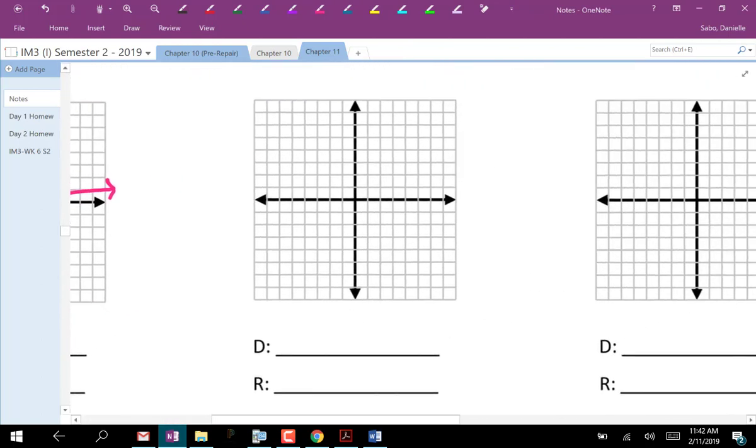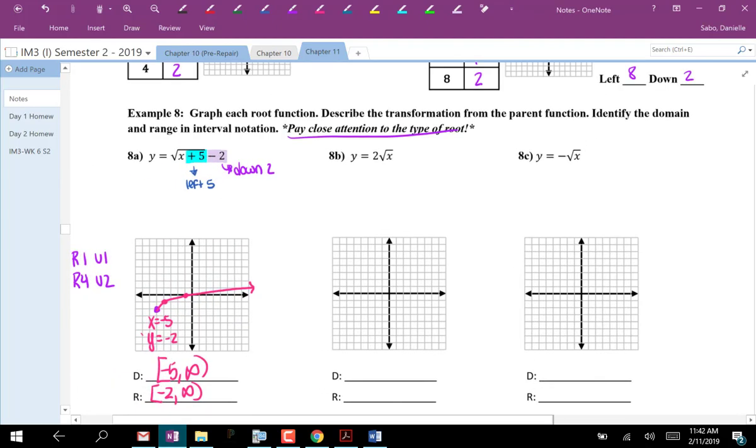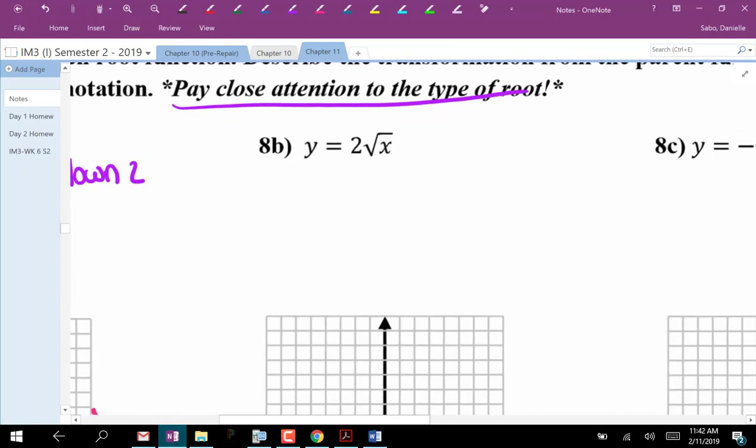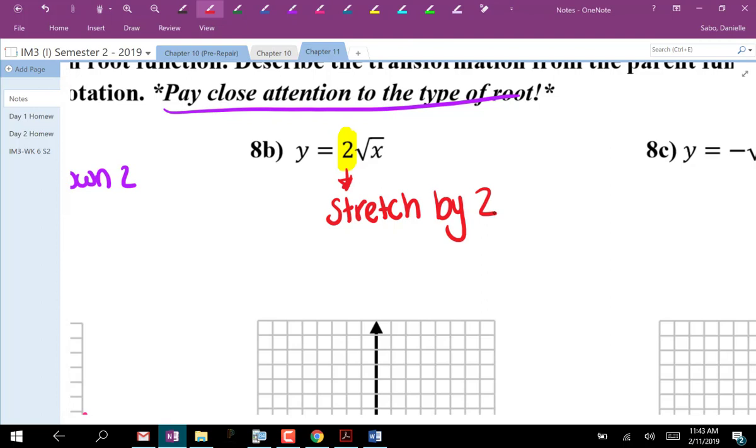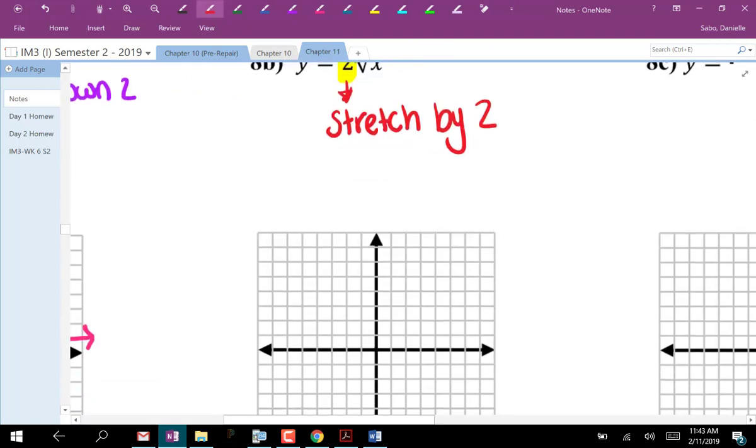Okay, let's look at this next one. This one's a little bit different. Let's talk about why. What does this 2 in front mean? This was a stretch or a compress. What do you think? Yeah, stretch by 2. And again, I'm sorry, it's lagging on me. So that means we didn't move left and we didn't move right. So our initial point is going to be at 0, 0. If we move left or right, nothing, we're going to be right at the 0.